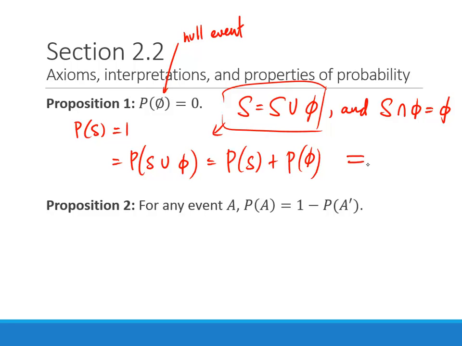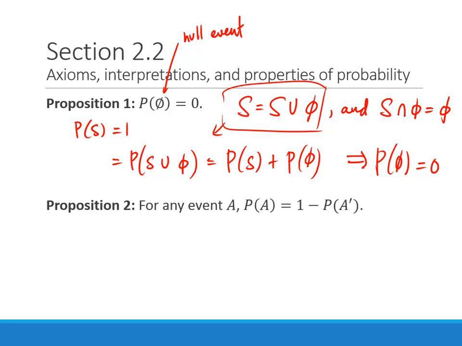And therefore, the probability of the empty set is equal to 0. So again, that's kind of an intuitive result, but there's our formal way of proving that it is actually going to be true. So the probability of the entire sample space is 1. The probability of the null event is 0.